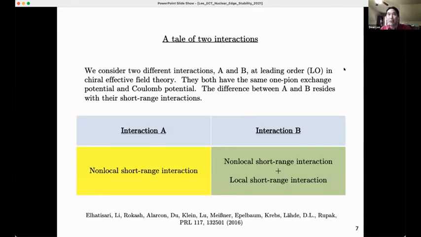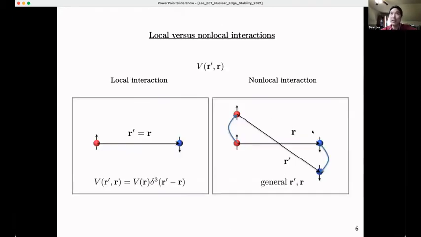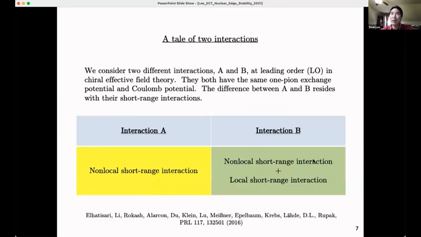Now let me tell you a tale of two interactions. So I'm going to talk to you about interaction A and interaction B. Both are at leading order in chiral effective field theory, so they're quite simple. They both have the same 1 pion exchange potential and the same Coulomb potential, but the difference between interaction A and interaction B resides with their short-range interactions. Interaction A will have only a non-local short-range interaction, so something like this here, where interaction B will have a local plus a non-local interaction. If you want to read more about this, you can look at this PRL from 2016.